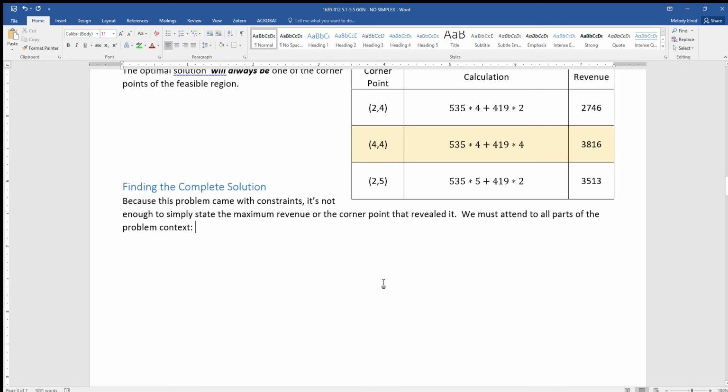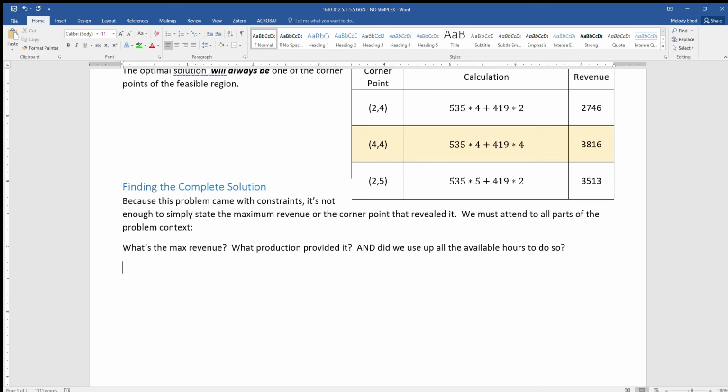Because this problem comes with constraints, though, it's not enough to simply state the maximum revenue and the corner point that revealed it. Instead, we need to attend to all parts of the problem context, which means: what's the maximum revenue? What production provided it, right? And did we use up all the available hours to do so? Now, that seems silly.